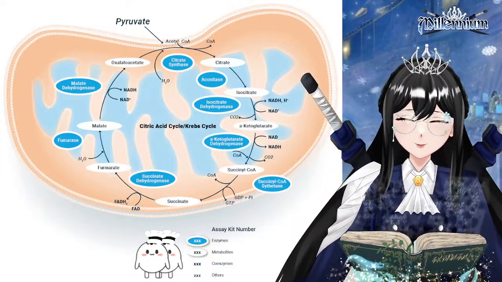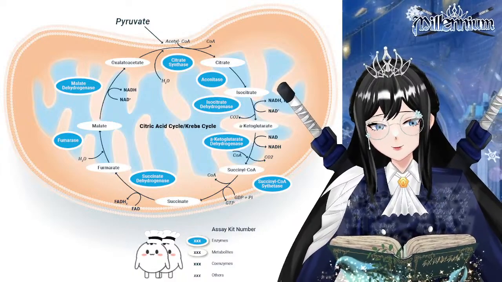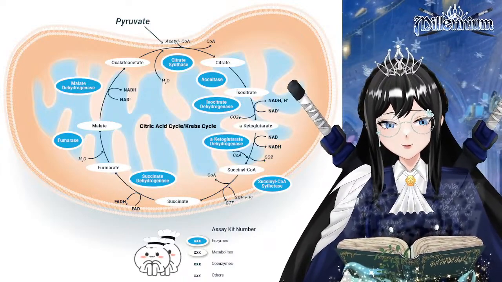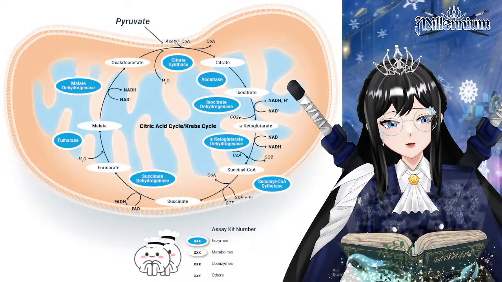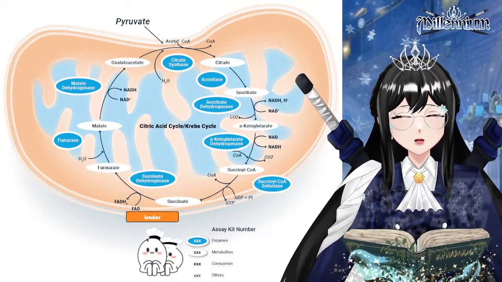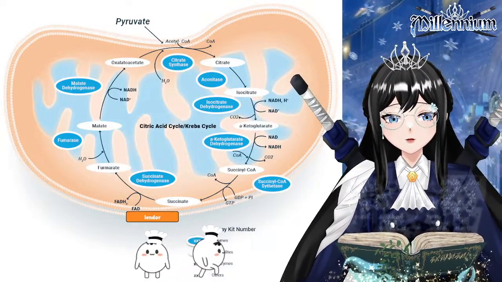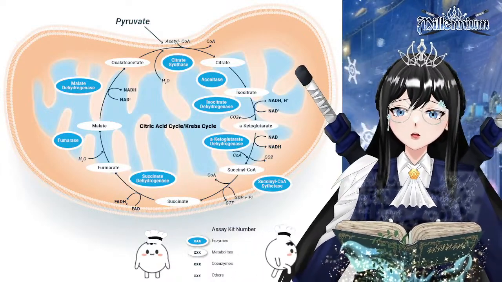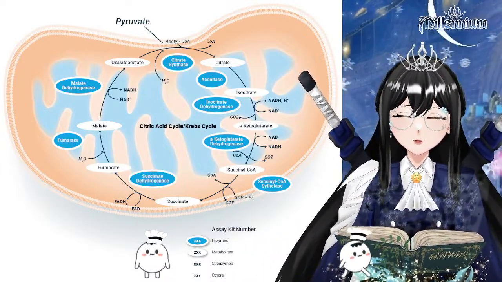And then complex 2, the succinate-CoQ reductase, would oxidize succinate to fumarate and transfer the electrons via FAD to CoQ. So again, just mini reviewing complex 1 and 2.